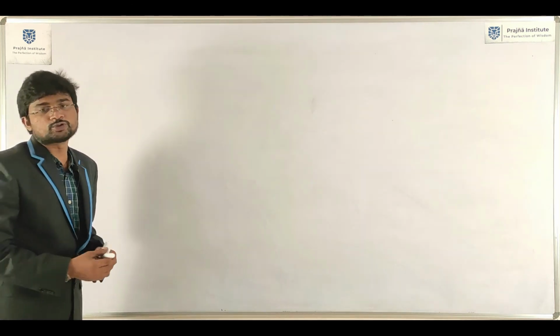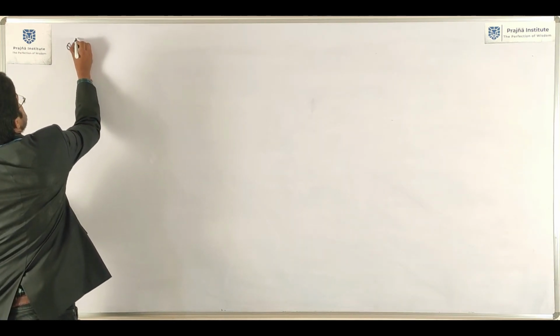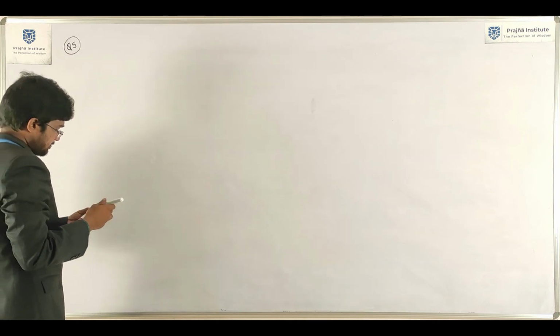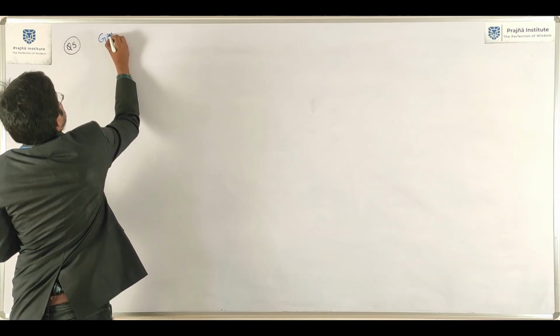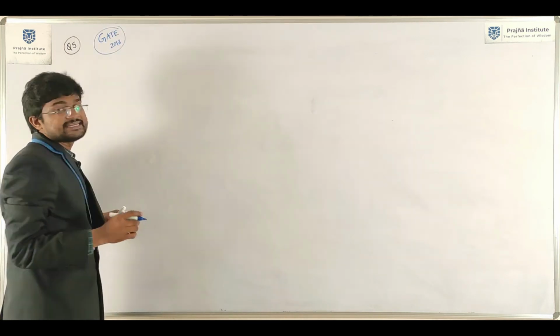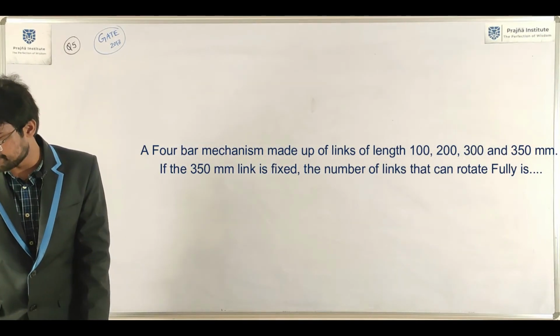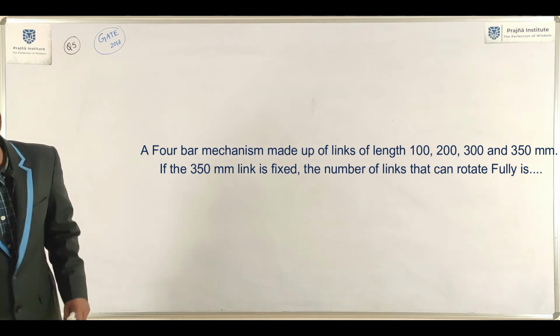Yeah, GATE 2018, question number 5. One more question. GATE 2018. What is given? Tell me. A 4-bar mechanism is made up of link lengths 100, 200, 300, 350.